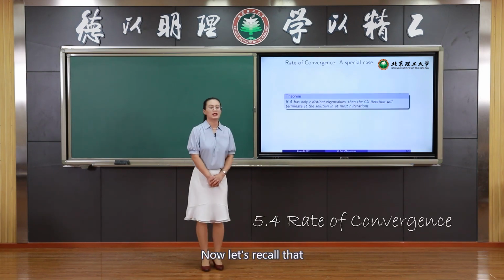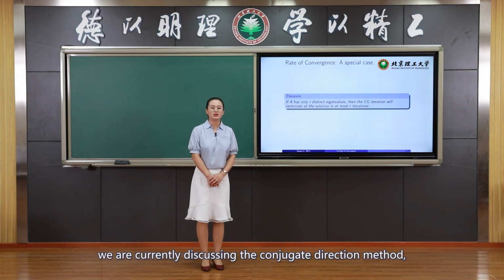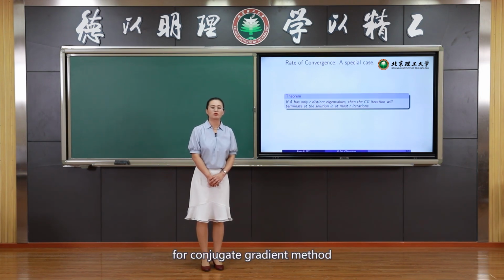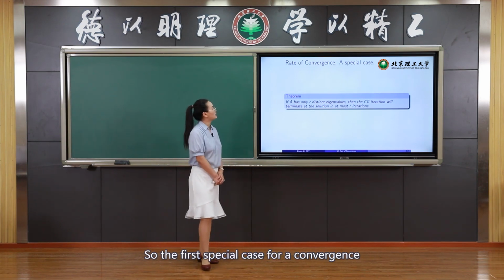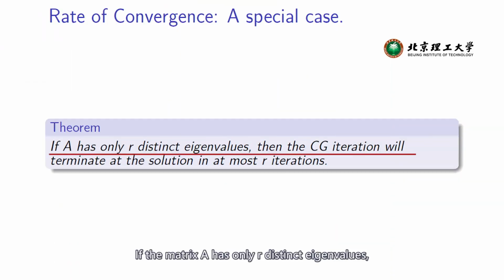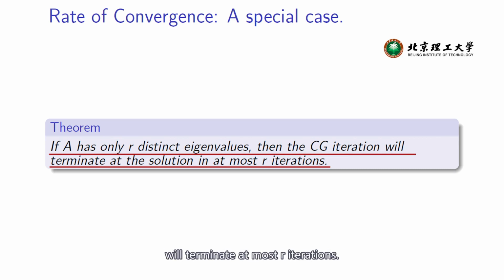Now, let's recall that we are currently discussing the conjugate direction method, and we try to take a look at the convergence rate for the conjugate gradient method when applied to quadratic optimization. Okay, so the first special case for the convergence rate of the conjugate gradient method is as follows. If the matrix A has only r distinct eigenvalues, then the conjugate gradient method will terminate in at most r iterations.